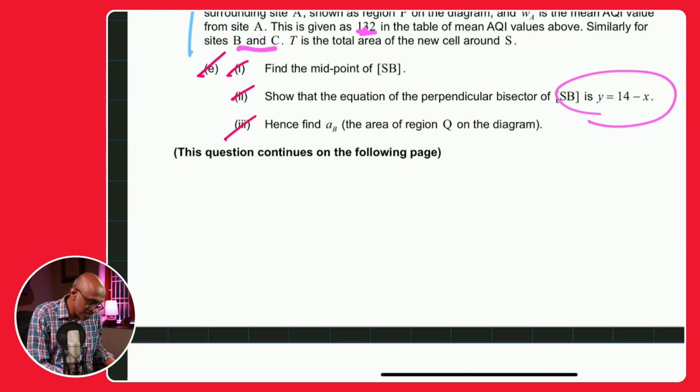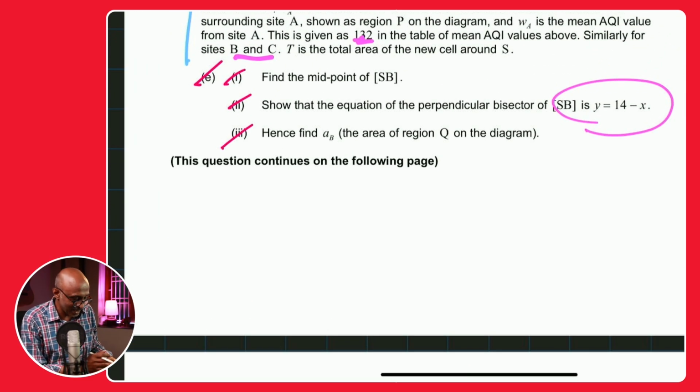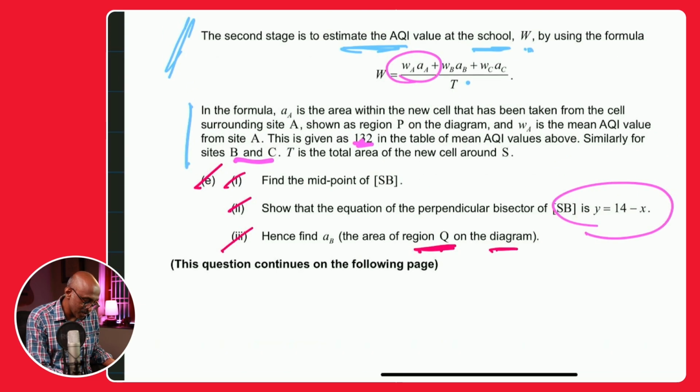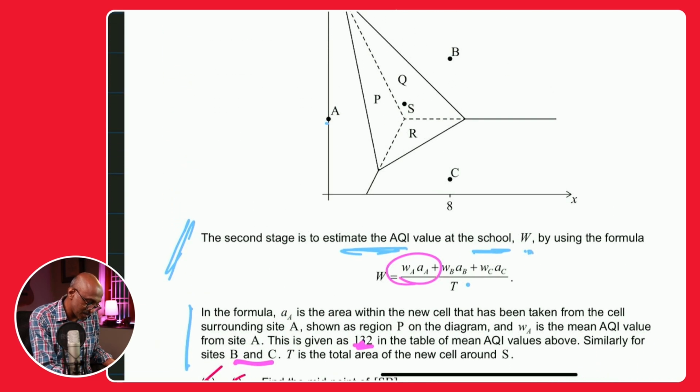We are on E part 3. E part 3 asks us to find alpha B. We called it alpha B in the earlier question. It looks like A, B, basically the area of the region Q on the diagram. So we're looking at this particular area, the area of that triangle. We want this point and this point if we can. We already know this point.